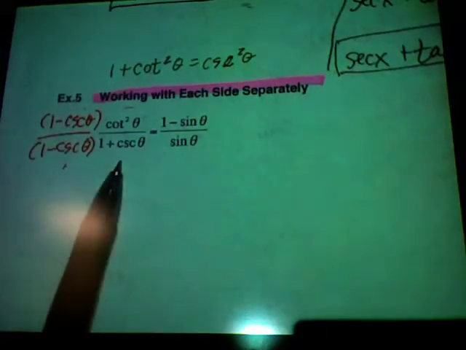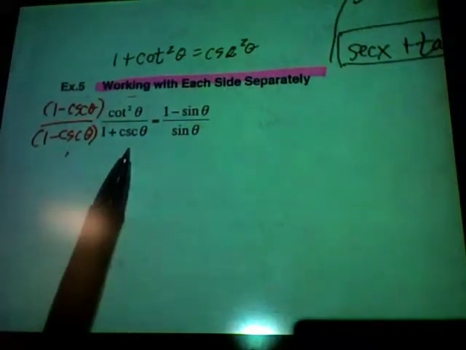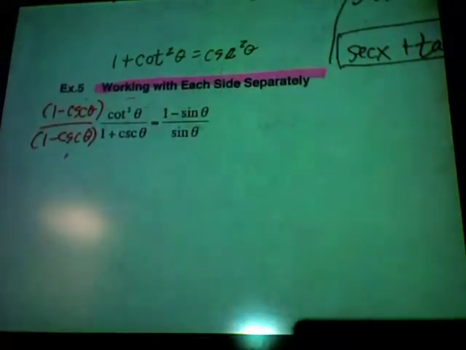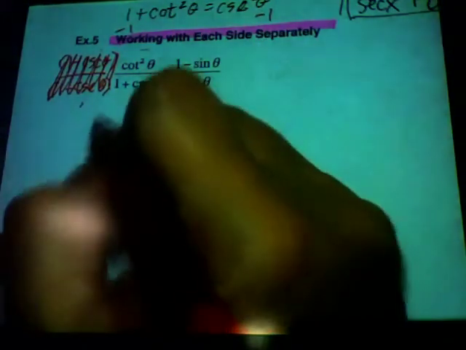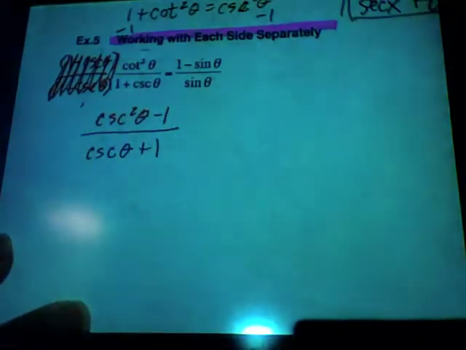Couldn't I make that into that, couldn't I? Watch what happens. So if I swap this out for cosecant squared minus 1, let's just go ahead and do that, because it'll actually be easier. So we're going to subtract 1 from both sides. So we've got cosecant squared theta minus 1 over, and I'm going to reverse this and make it cosecant of theta plus 1. There's a reason for my madness.